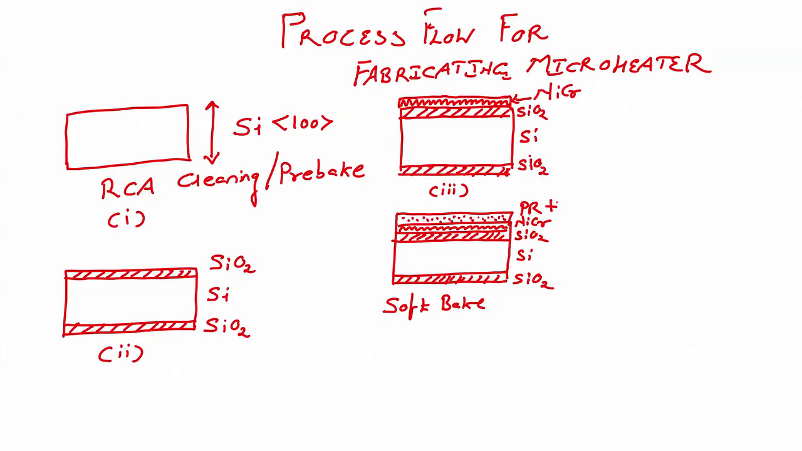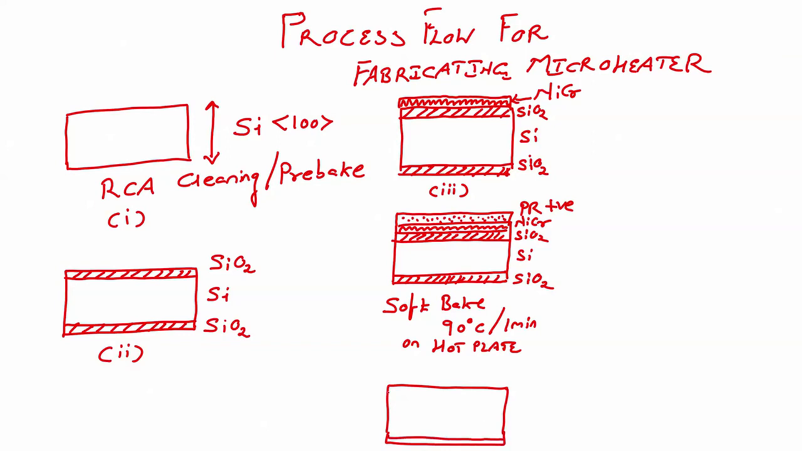Now, assuming this is positive photoresist, we know the role of positive photoresist and the role of negative photoresist. If we perform soft bake, we can do it at 90 degree centigrade for 1 minute on a hot plate. Next, we have to load the mask.